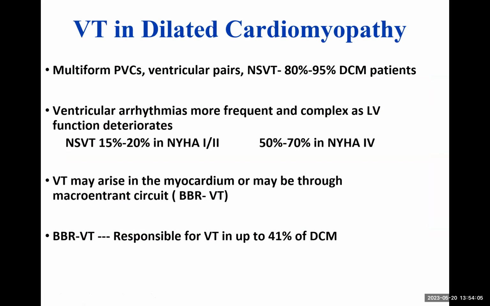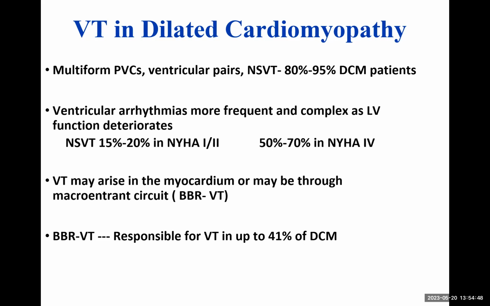Ventricular arrhythmia in patients with dilated cardiomyopathy may present as multiform PVCs or ventricular bigeminy or non-sustained ventricular tachycardia, which is common, by the way. PVCs and non-sustained VTAC occur in 80 to 95%. The ventricular tachycardia depends on the heart failure status. So patients with class 1 to 2, 15 to 20%, may have non-sustained ventricular tachycardia. In more advanced heart failure, like class 4, 50 to 70% of the time they may have non-sustained ventricular tachycardia. It's more common in advanced heart failure and may arise from the myocardium or could be macro-reentrant bundle branch block tachycardia.